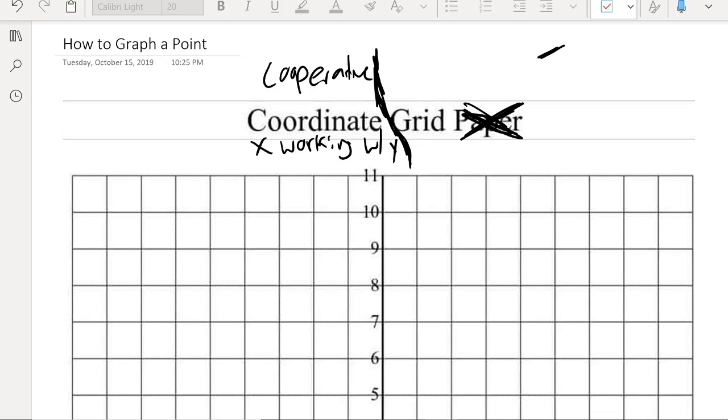And then grid is just the name of the result. The name of the result of x working with y is a grid. That's the title. That's all that is. Another way to say it is the xy axis or the Cartesian plane.